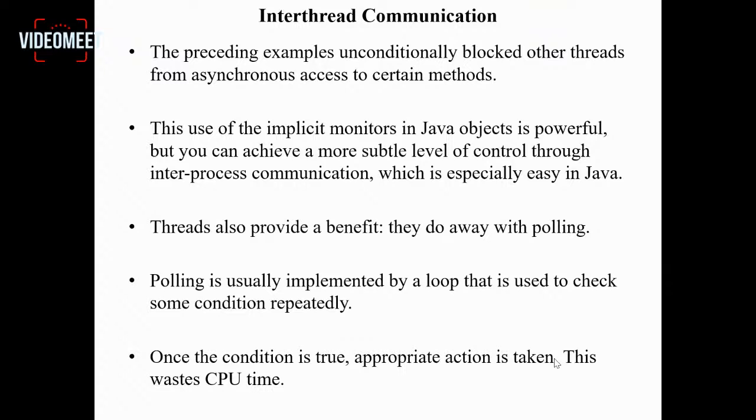The use of implicit monitors in Java that we were seeing in the previous version is powerful, but you can achieve a more subtle level of control through inter-process communication, which is especially easy in Java. Threads also provide a benefit. They do away with polling. Polling is usually implemented by a loop that is used to check some condition repeatedly. Once the condition is true, appropriate action is taken. This wastes CPU time. So polling is another alternative to synchronization.